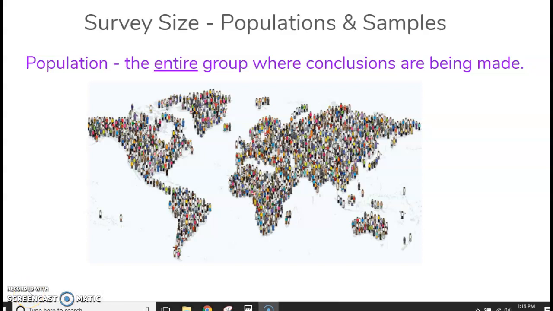Hello, today we're going to talk about populations and samples and a few other terms related to these two things. When we survey things, we can survey a population, which is the entire group. If you could imagine trying to find the population of the whole entire world, we'd have to count up everybody or have everybody answer questions about themselves. So population is the entire group.